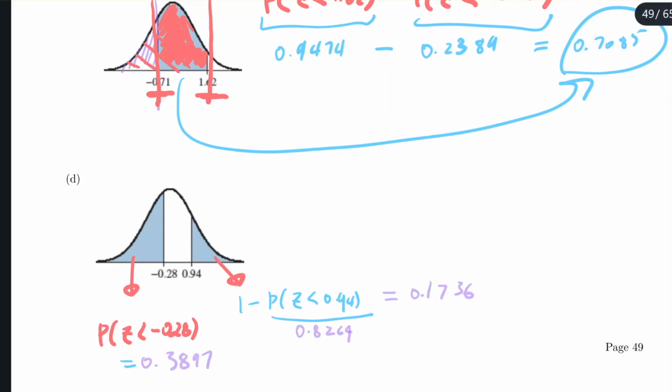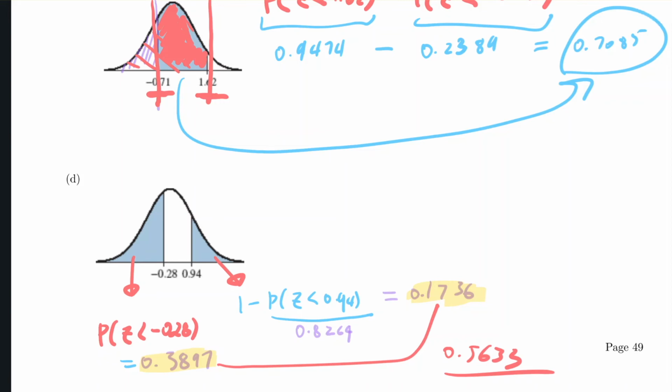Okay, so from the z table, I got 0.3897 for the value less than negative 0.28. And from the z table, I got 0.8264 for less than 0.94, so the left side of 0.94. So I have to do 1 minus to find the right side of 0.94, which I get these. So for the final answer, just add these two. Then you get 0.5633.